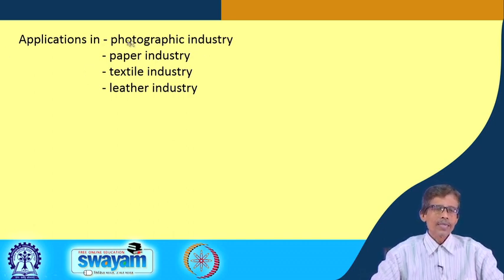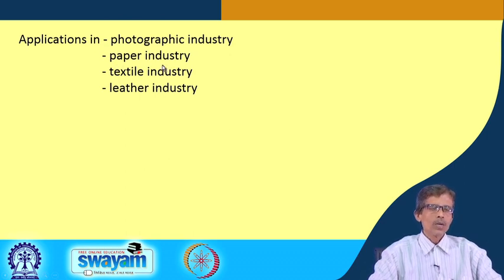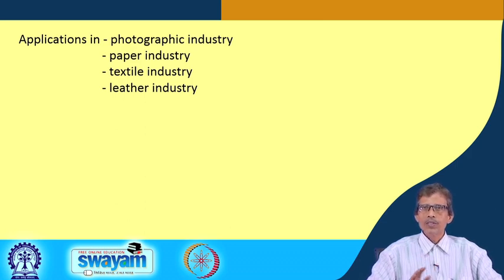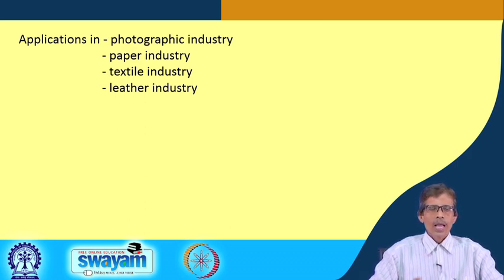So, in photographic industry they are very useful, also they are useful in paper industry, in textile industry and in leather industry. In leather industry these sulfur bearing salts are useful for removing the hairs of the animal skin, and in textile industry also you can have something as a reducing agent or sometimes for getting the sulfur dyes.